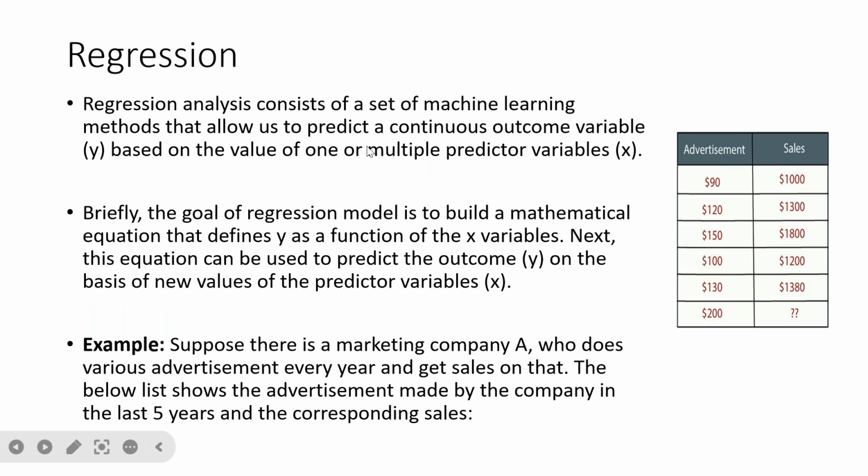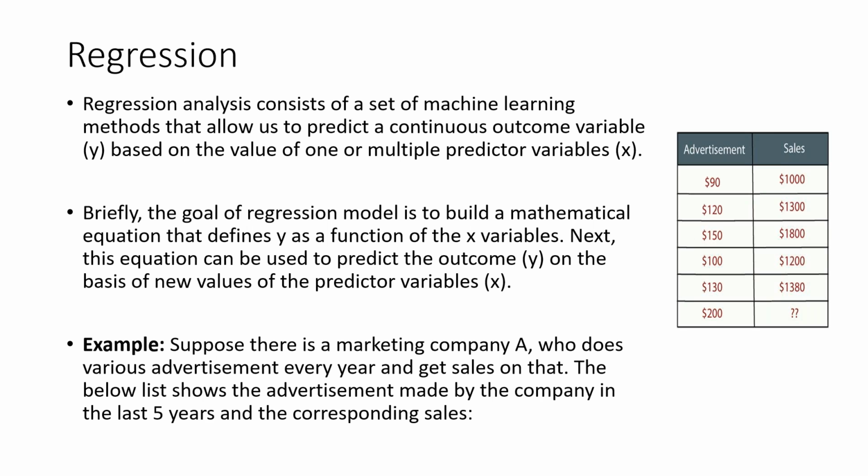So generally regression allows you to predict a continuous outcome variable y, meaning if your outcome is a number or integer, based on one or more predictor variables, right? Predictor variables are denoted with x, the outcome variable with y. There can be multiple predictor variables. In a regression model, it actually builds a mathematical equation that defines y as a function of the x variables, and then that equation is used to predict your outcome. You just feed the x values to that equation, and it will generate the y value.